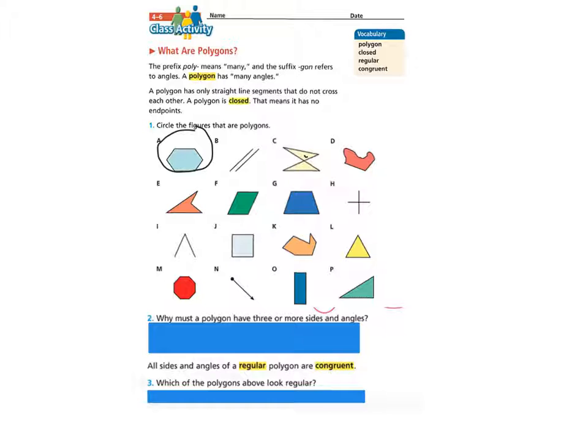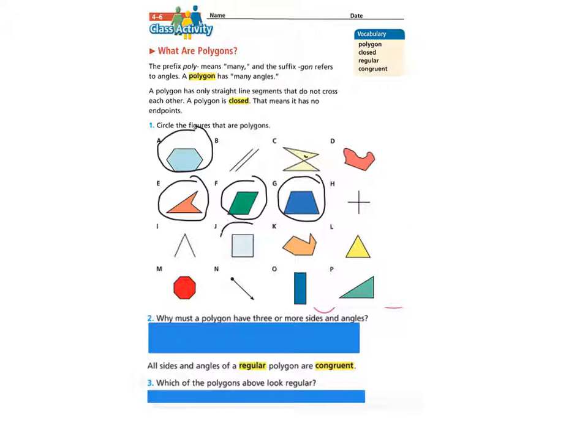E? E is a polygon. Even though it bends in, it has straight lines, nothing crosses, and there are no curved lines. How about F? Yep, F is a polygon as well. Again, straight lines, no openings, nothing crosses. G, what do you think? Polygon or not polygon? If you said polygon, you were correct. How about H? Nope, not H, because the lines cross. How about I? If you said no, you were correct, because it has an opening. You can't have an opening in a polygon.